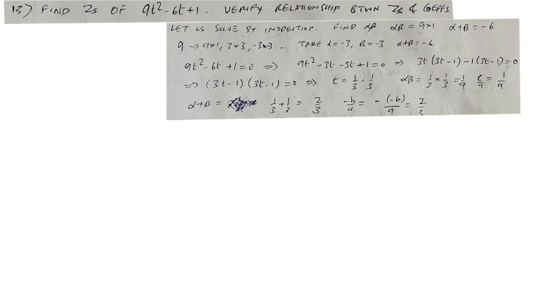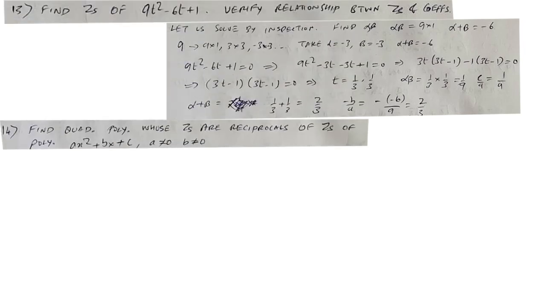We have verified that. What is alpha plus beta? 1 by 3 plus 1 by 3. 3 is common, no need for taking LCM, you'll get 2 by 3. And what is minus b by a? Minus b is minus of minus 6 divided by 9, right? 3 2s are 6 and 3 3s are 9. So alpha plus beta is 2 by 3, minus b by a is also 2 by 3, hence verified.